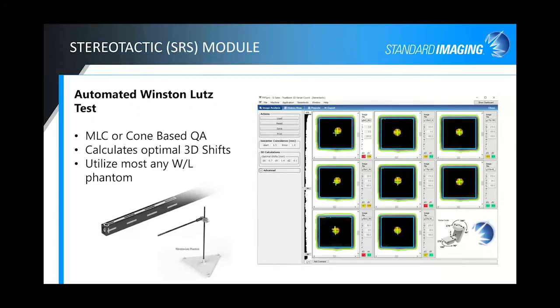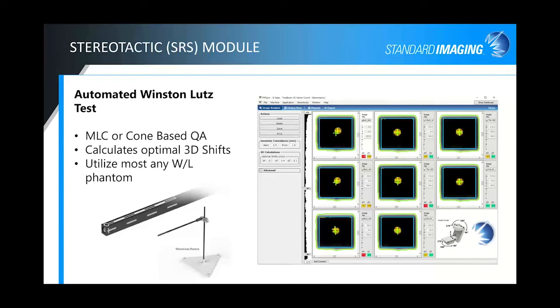The stereotactic module, what we call the automated Winston-Lutz test, you can do either MLC or cone-based QA. It calculates automatically the optimal 3D shifts to move that ball phantom into the isocenter position and get your placement of the isocenter correctly. Can be utilized with most any Winston-Lutz phantoms, either one that's included with your Linac package, or we do offer a couple different types.